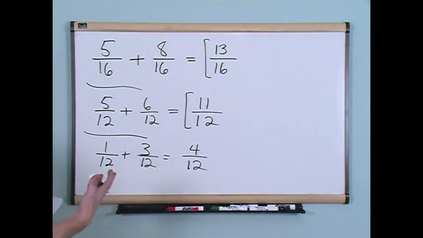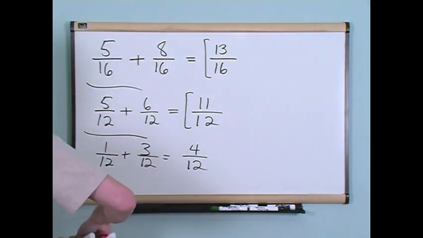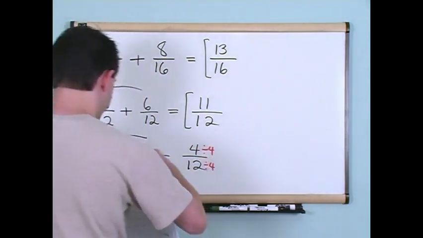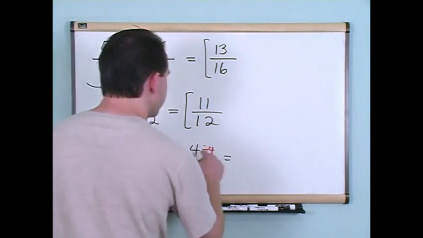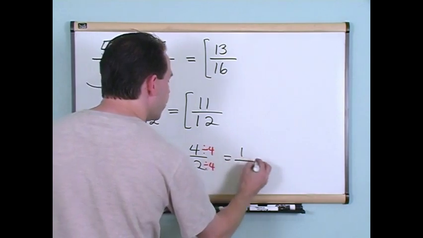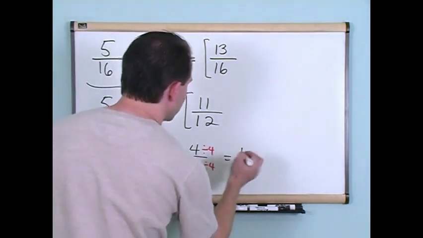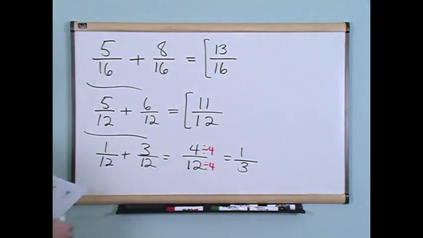And then always at the end, you always have to ask yourself, can I simplify this? And I say, yes, you can, because I can divide the top by 4 and the bottom by 4. And that's going to make things simpler. Let's see how. 4 divided by 4 on the top is going to be 1, and 12 divided by 4 on the bottom is going to be 3. 12 divided by 4 is 3. 1/3 is a whole lot simpler than 4/12, so I say we're done.